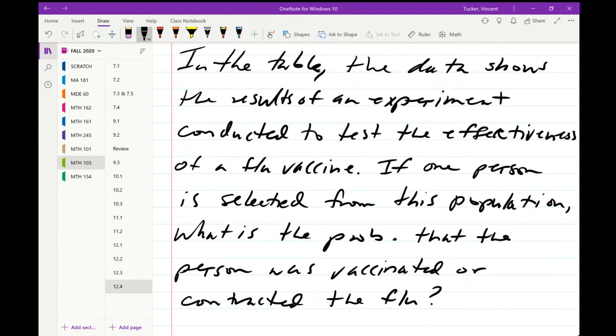All right, so I'll write the table in a second. But it says in the table, the data shows the results of an experiment conducted to test the effectiveness of a flu vaccine. If one person is selected from this population, what is the probability that the person was vaccinated or contracted the flu? So what's the probability that the person was vaccinated or contracted the flu?